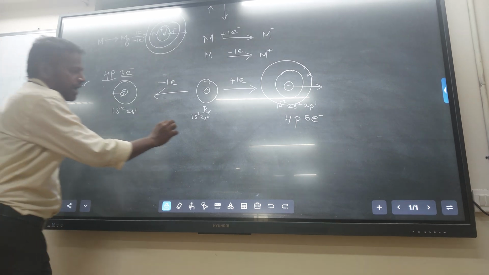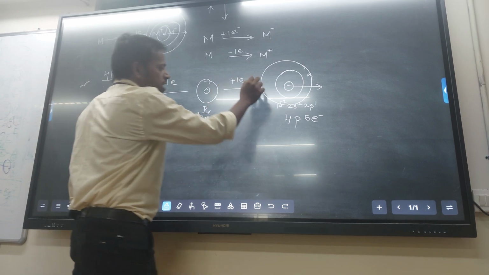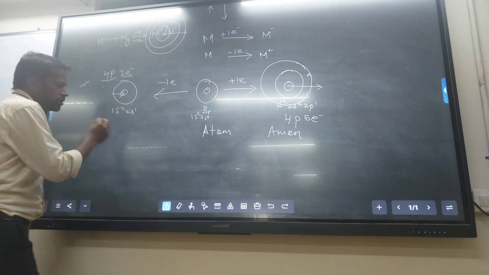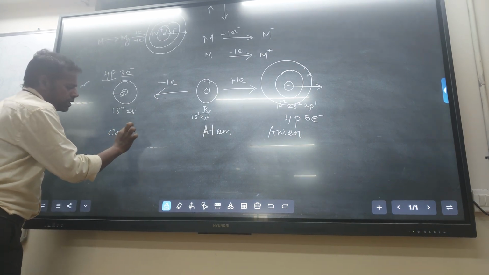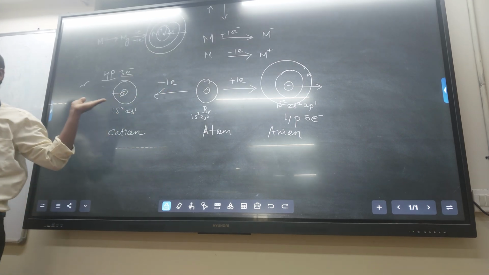For example, this is an atom, right? This is the addition of one electron, so anion. This is the removal of one electron, therefore this is a cation. So which one has the maximum radius? Now I only just explained, right? Which one has the maximum radius?